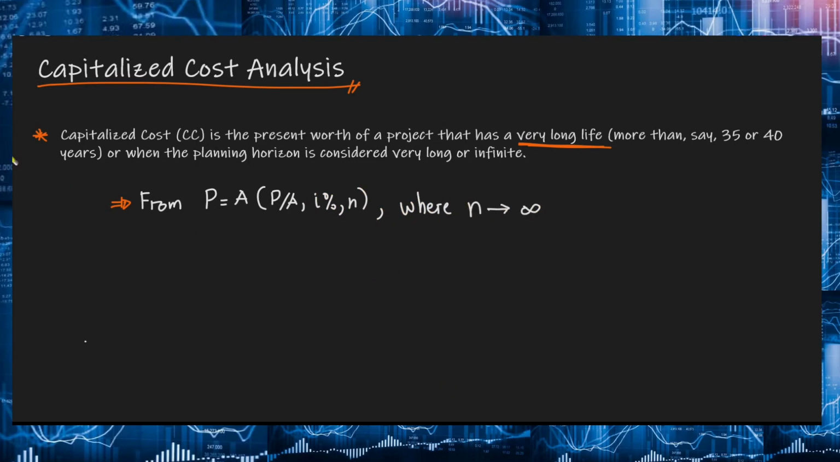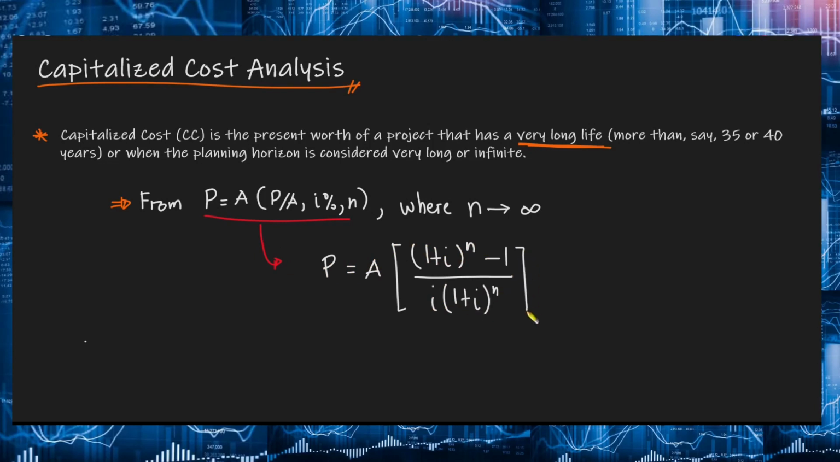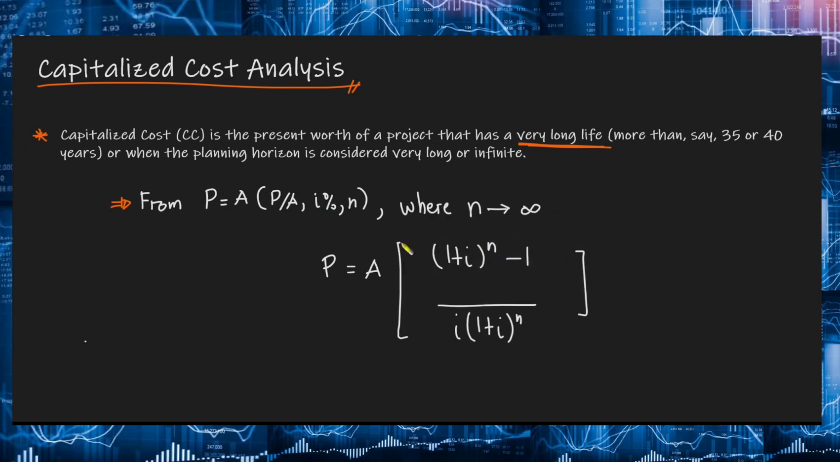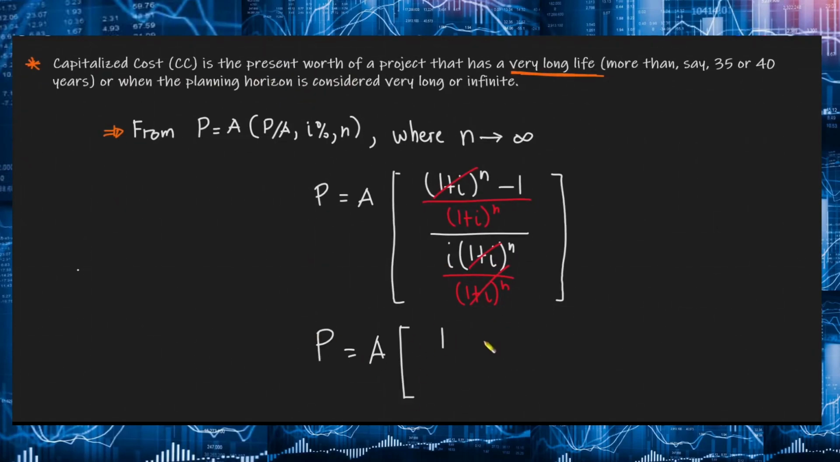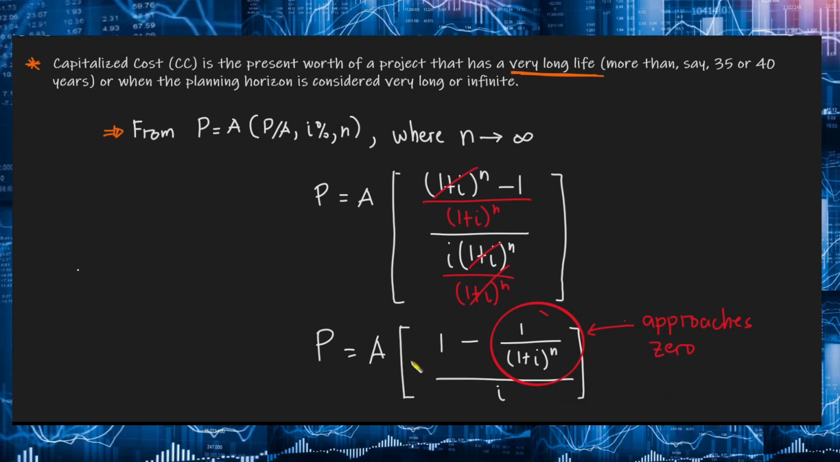Recall nyo lang yung equation for the P slash A factor, that is (1 plus i) raised to n minus 1 over i times (1 plus i) raised to n. First na gagawin natin dito is we are going to divide both the numerator and denominator by (1 plus i) raised to n. So now our equation will be of this form. We have P equal to A times 1 minus 1 over (1 plus i) raised to n, over i. Now as n approaches infinity, itong second term natin in the numerator approaches 0. Okay, kasi habang lumalaki yung n natin, yung denominator dito magiging malaki-malaki. So this fraction will approach 0.